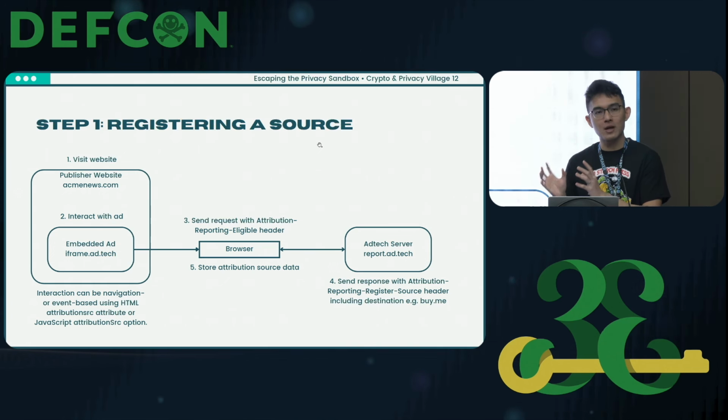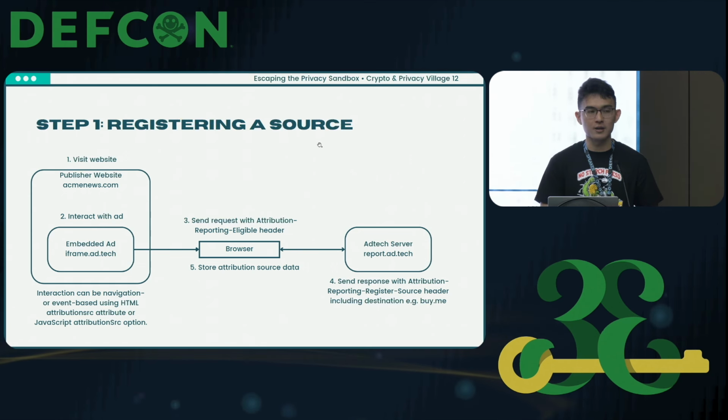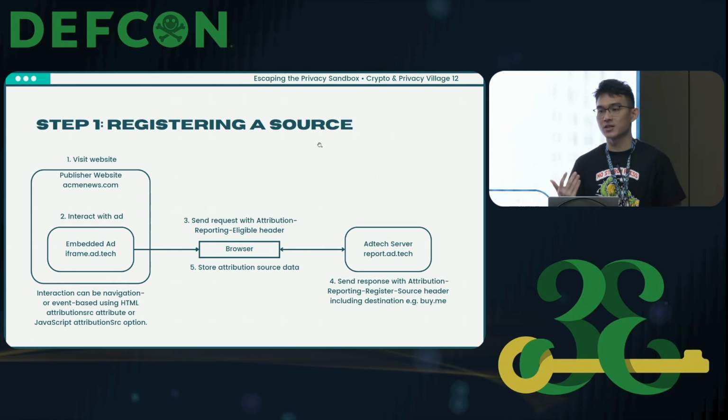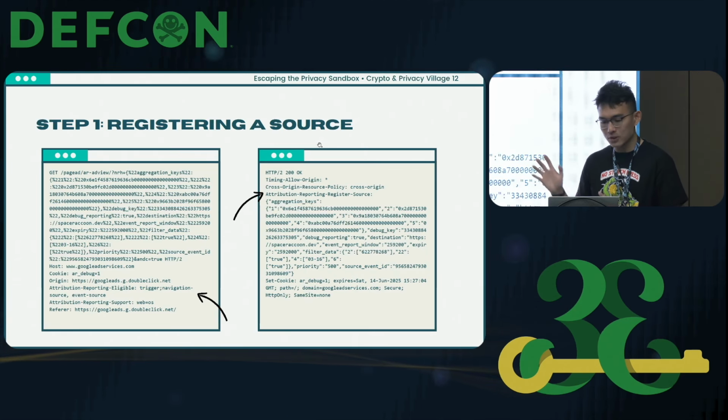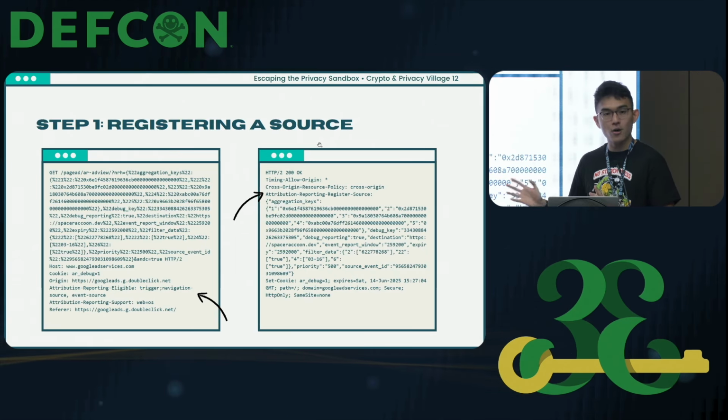And what the ad tech platform does is that it responds with a header with additional information about the ad. For example, what was the intended destination after you had viewed that ad? So just a quick breakdown, this is what the HTTP request looks like. On the left is the request, on the right is the response.